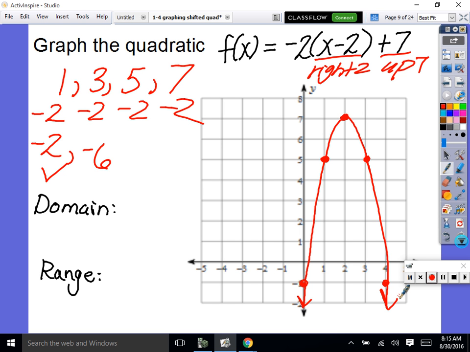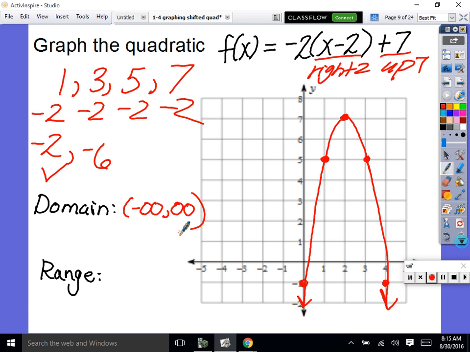Domain, it does not matter, guys. For domain, it doesn't matter that it's growing downwards. That has nothing to do with domain. Domain is from left to right. Look. So where's my function going this way? Positive infinity. Where's it growing this way? Negative infinity, right? Yes.